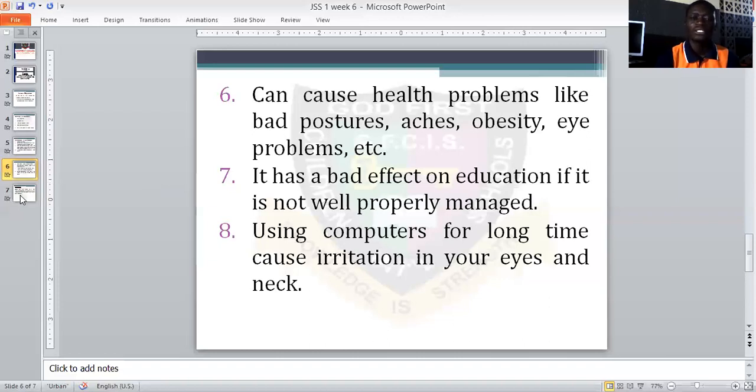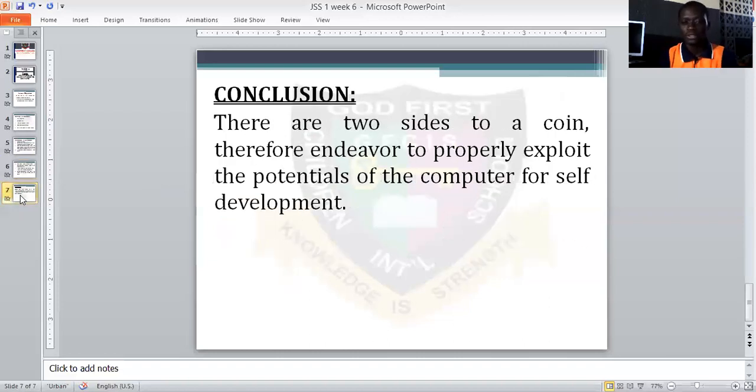Then the conclusion is that there are two sides to a coin. Therefore, endeavor to properly exploit the potential of the computer for self-development. What we are trying to say is that for everything, there are two sides to a coin. For example, the chair I'm sitting on now has an advantage, and at the same time has a disadvantage. If I should break one of the legs, I expect to see the disadvantages. But now, because the leg is well positioned, I am enjoying the advantage.